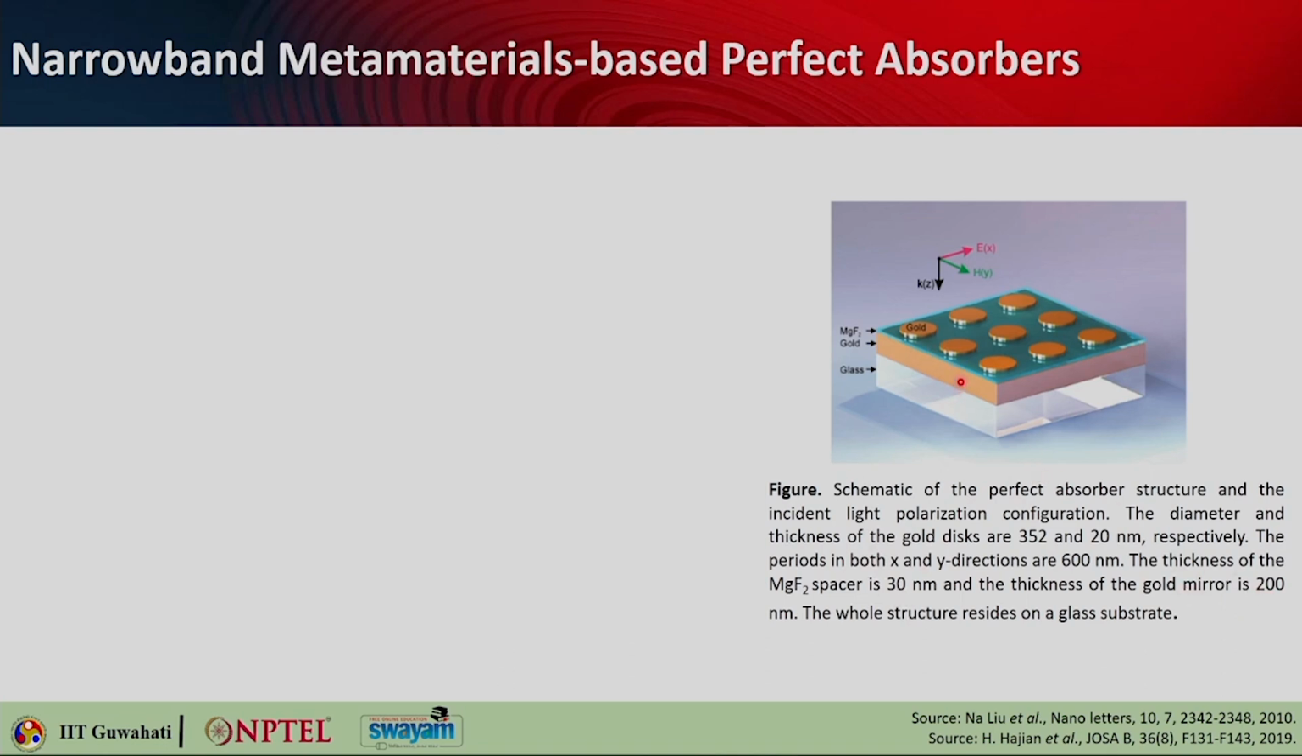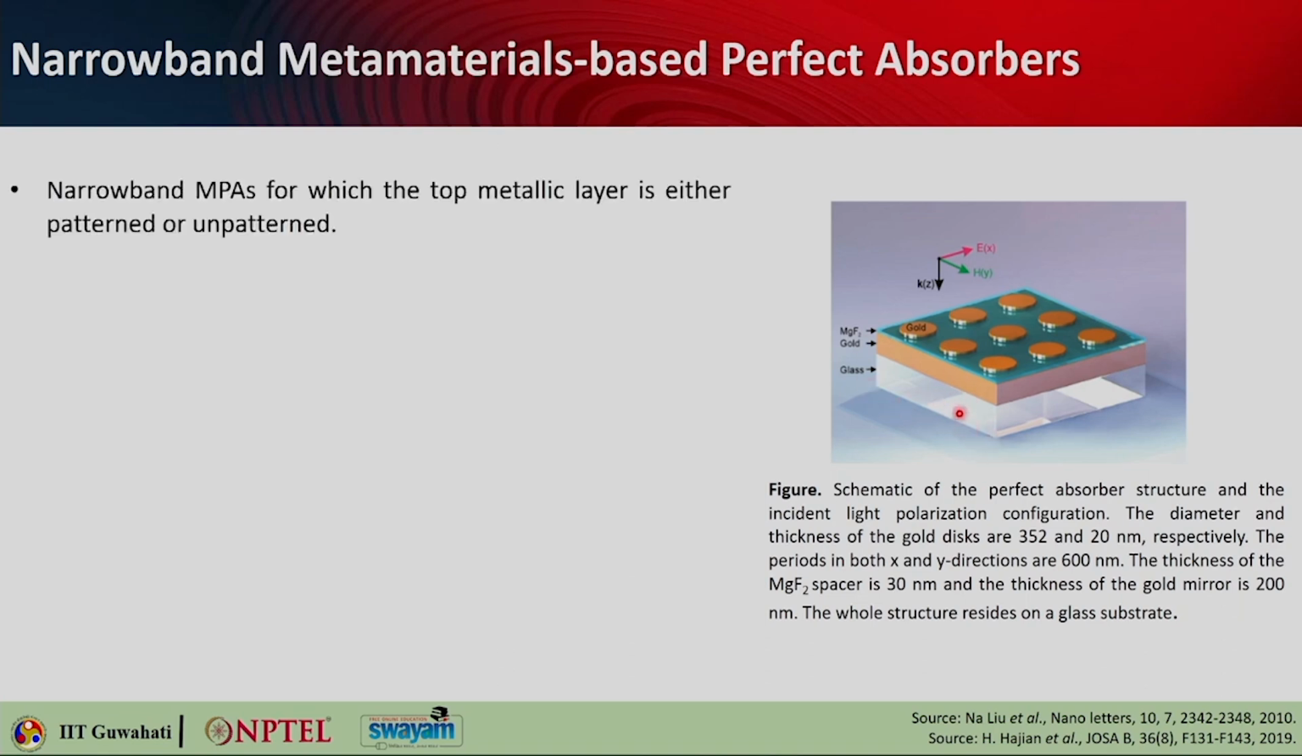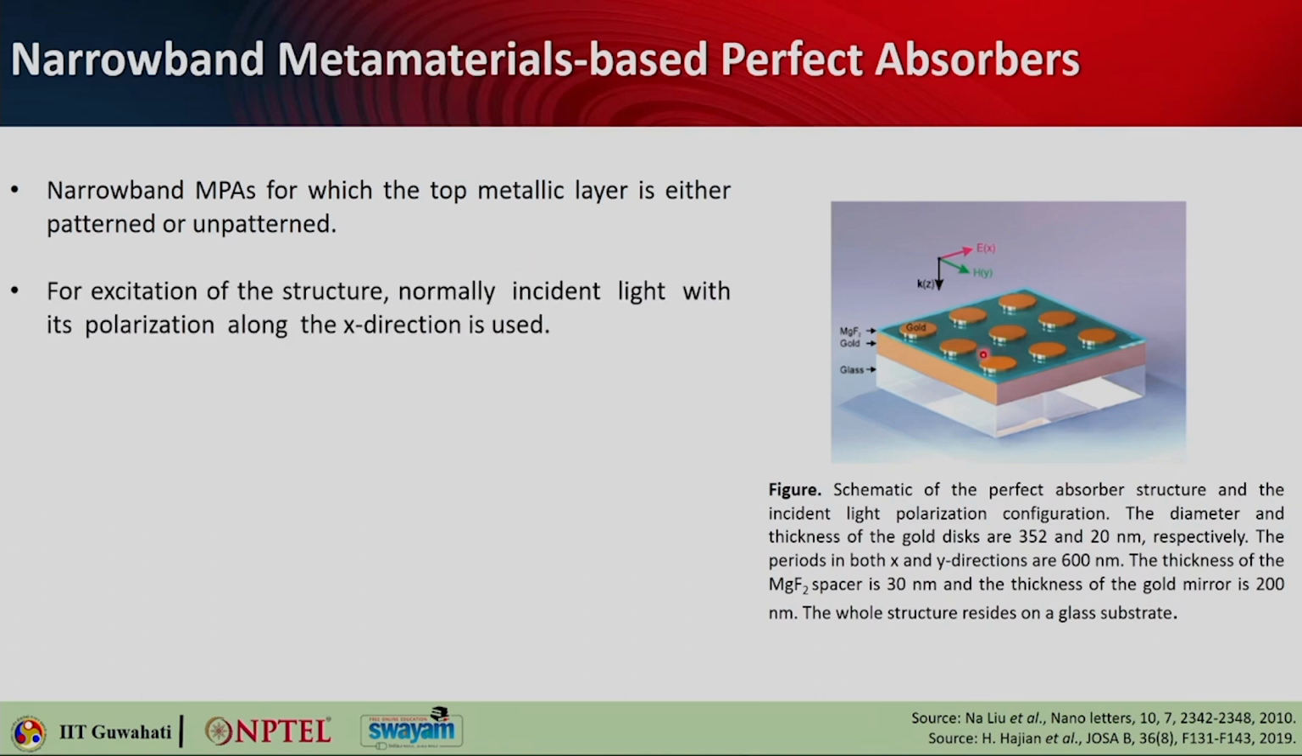This is the portion which is completely cancelling out any chance of transmission through this structure. The 200 nanometer gold film behaves like a bulk gold film. It is giving you zero transmittance, and it will act like a good mirror. This entire structure is placed on top of a glass substrate. Now you can make narrowband MPAs, metamaterial perfect absorbers, for which the top metallic layer is either patterned or unpatterned. Here we are taking a patterned metallic layer. We are using normally incident light with X polarization. However, X and Y polarization hardly make any difference here because the structure is symmetric along X and Y.